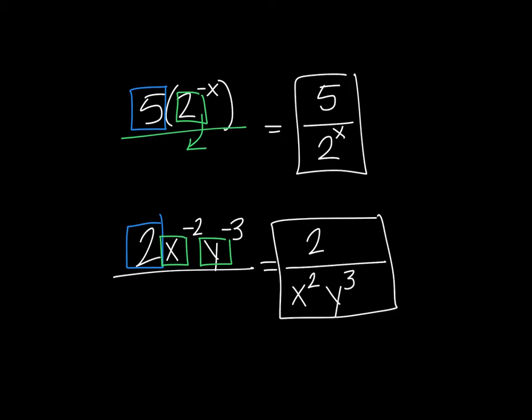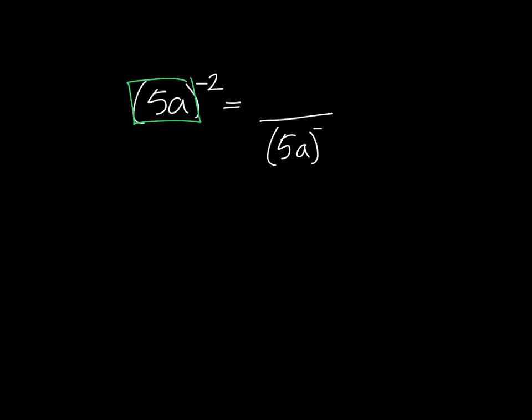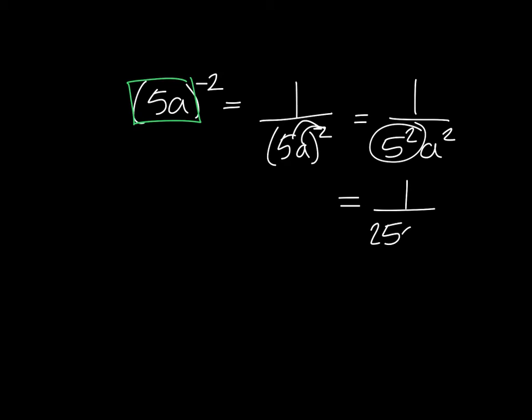Okay? Sometimes you do have cases where you can move more than one thing. For example, if I had parentheses 5a to the negative 2, I could go about this two different ways. One, I could look at it as this is all to the negative 2, so I can move it all to the bottom, leave the parentheses around it. Now it's a positive 2 and a 1 on top, and then we have to distribute the 2. So we get 1 over 5 squared and a squared. So we have 1 over, and I can do some math here, so I got 25, and then a squared stays the same.